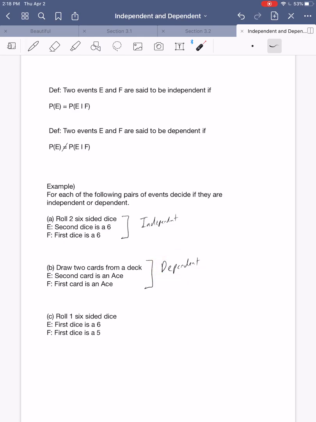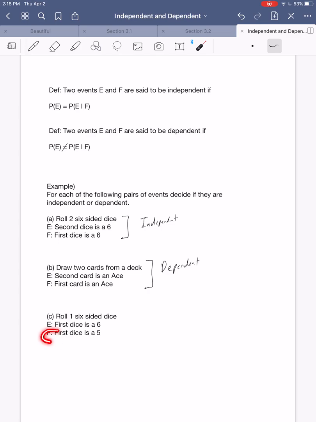All right. Last one, just to show you guys that we have to be very careful when we go to single events. So here we go. You're rolling a dice. So it's starting to sound like it's independent because we know multiple rolls of a dice are independent. But notice we're only rolling one dice this time. So event E is that the dice comes up a 6. Event F is that the dice is a 5. Well, let's think about this.